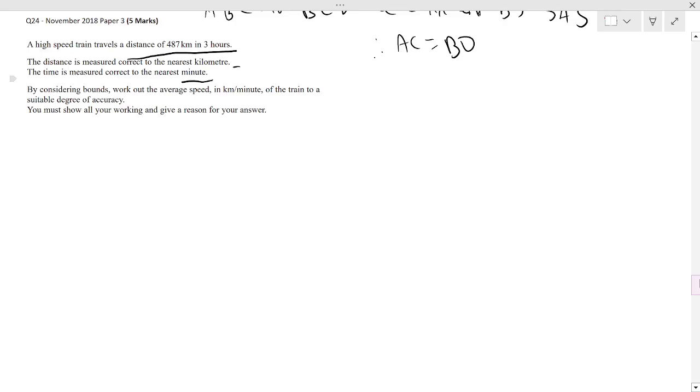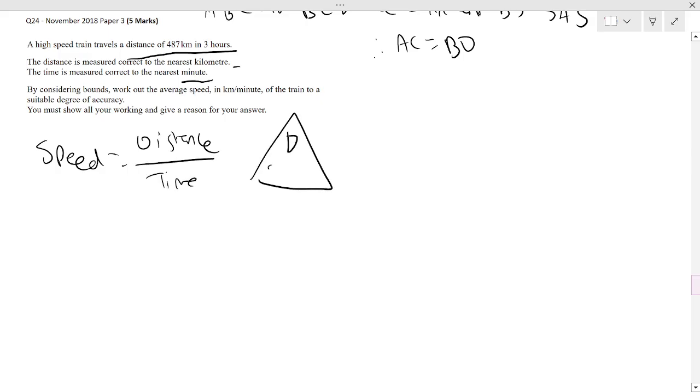Okay, so bounds means you need to work out the bounds for the speed, so the upper and the lower bound. Well, we should know that speed is going to be distance over time, which obviously comes from this little triangle here. Distance, speed, and time. If you cover up the speed, you're just left with d over t. Okay, cool. Well, the distance is 487, and that's given. It said it's given to the nearest kilometer. So if we want the bounds for speed, we're going to need the bounds for distance and the time. Okay.